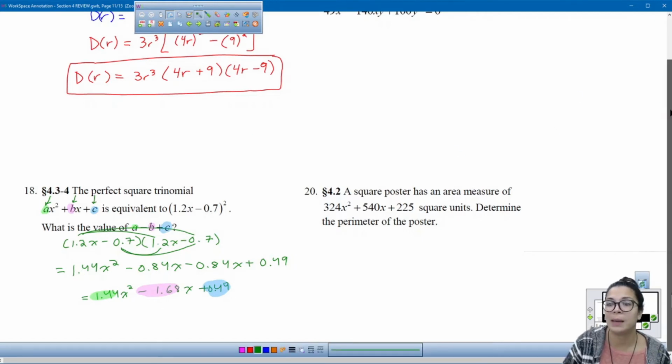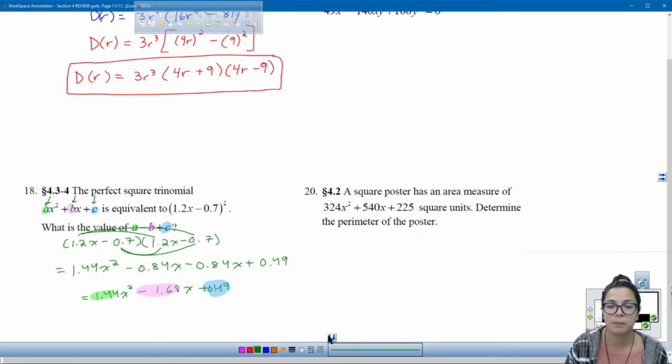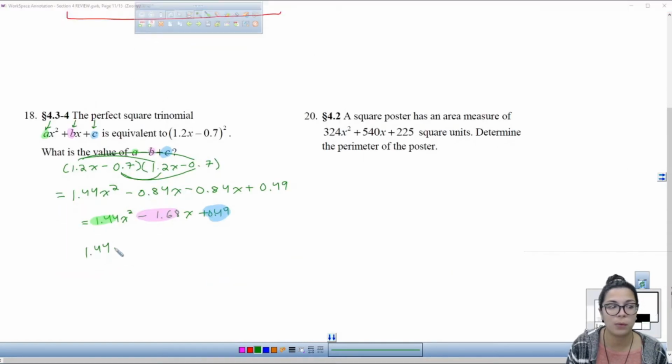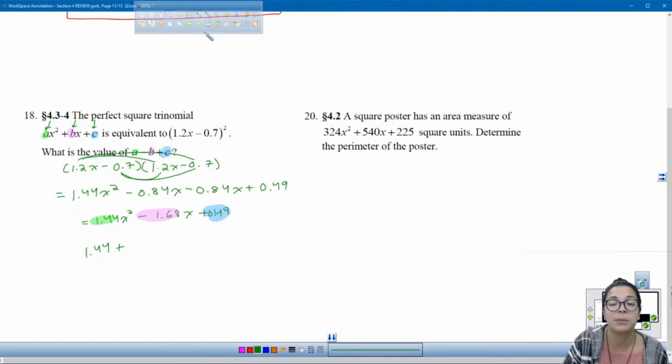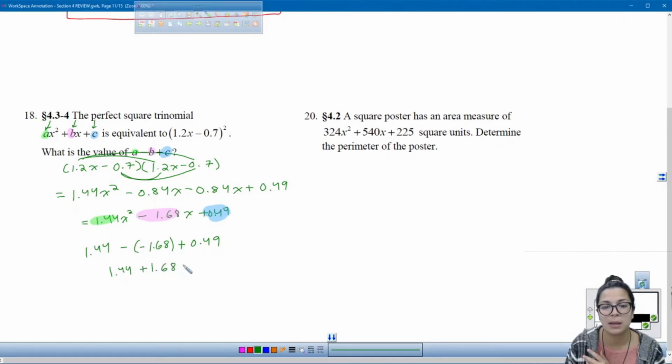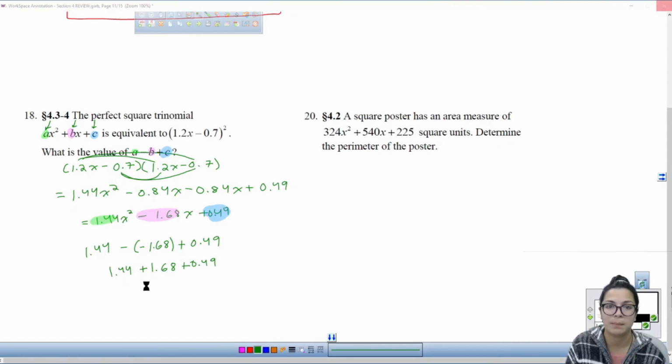So now we have to do A minus B plus C. So A, which is 1.44, minus B, so it would be minus a negative 1.68, and then plus C, which is positive 0.49. Now minus a negative is really a plus, so it's 1.44 plus 1.68 plus 0.49. And if we add all of those up together, we end up with 3.61.